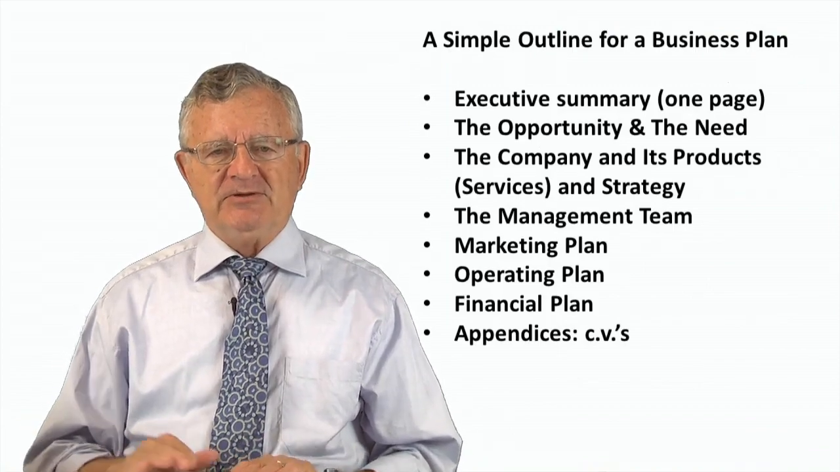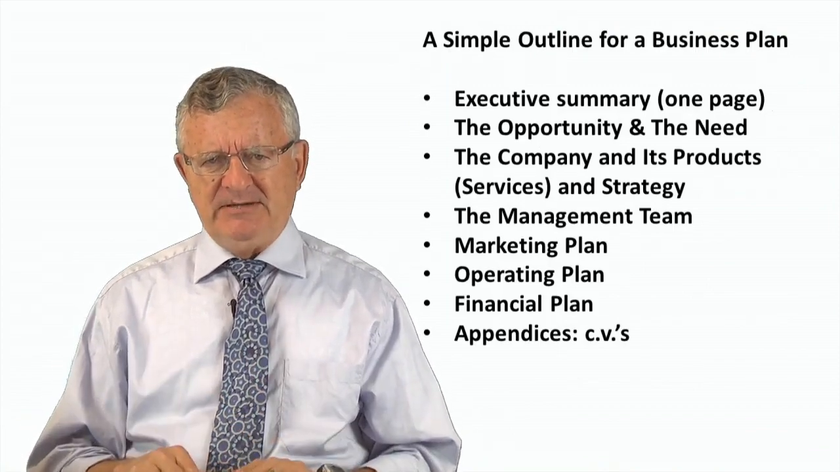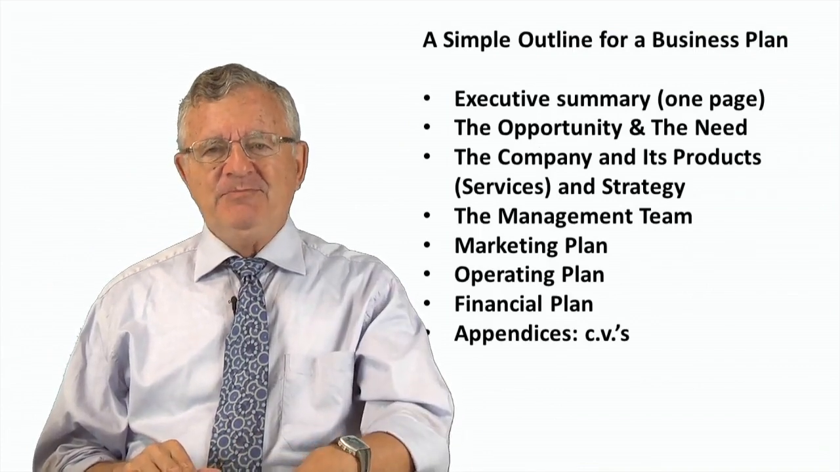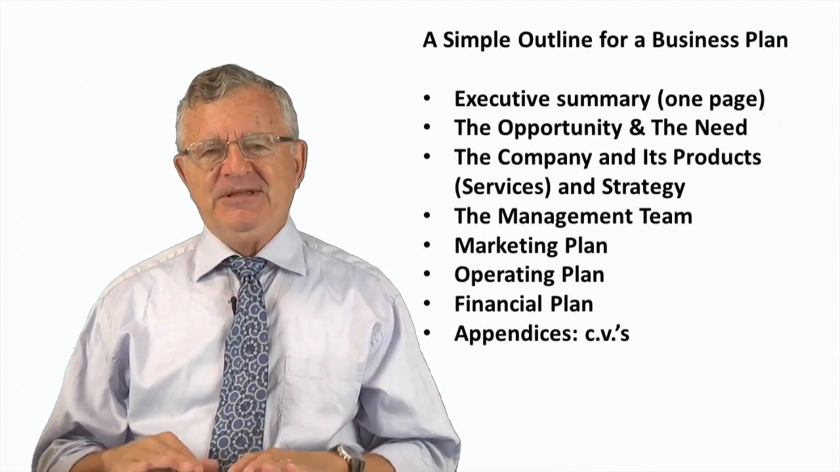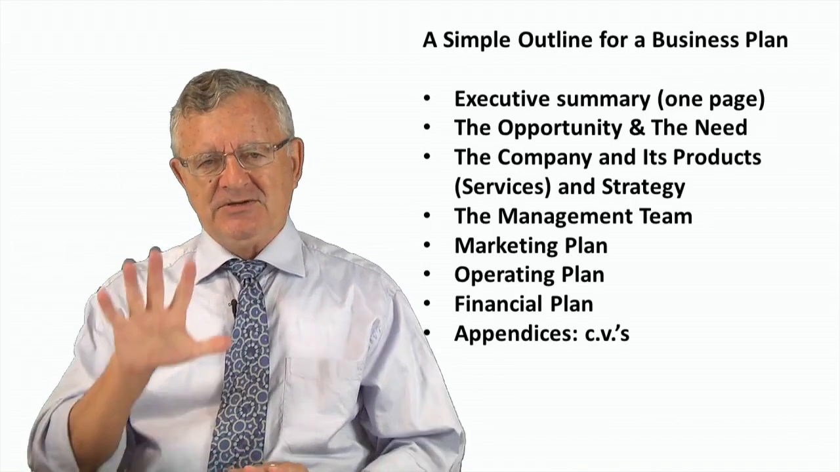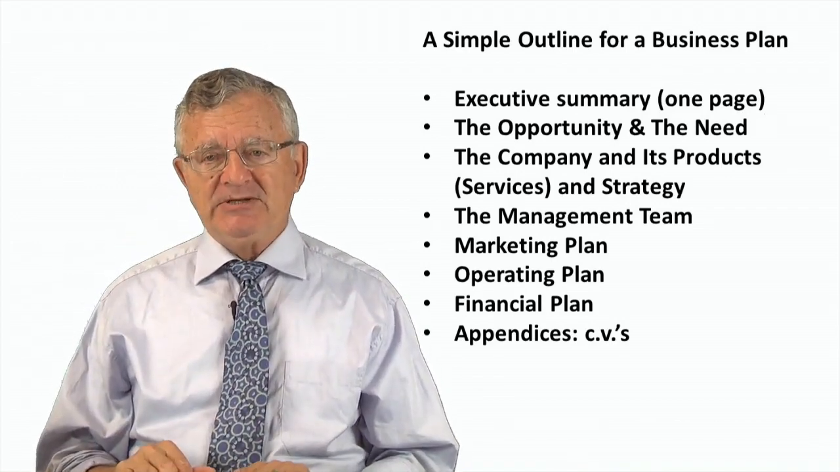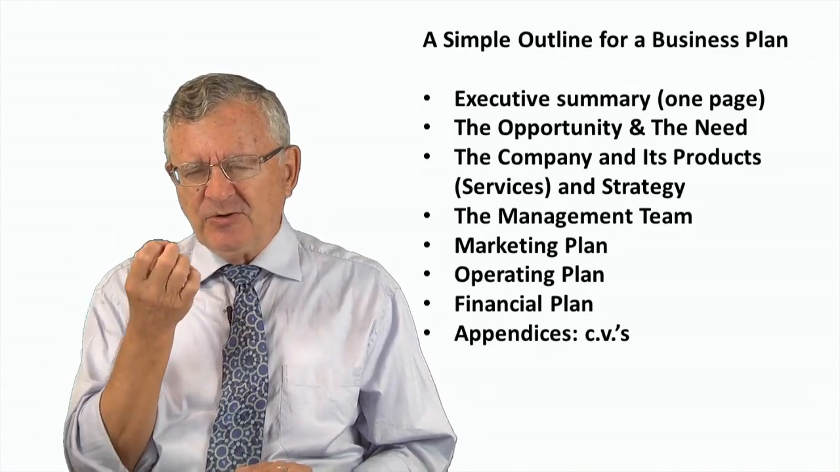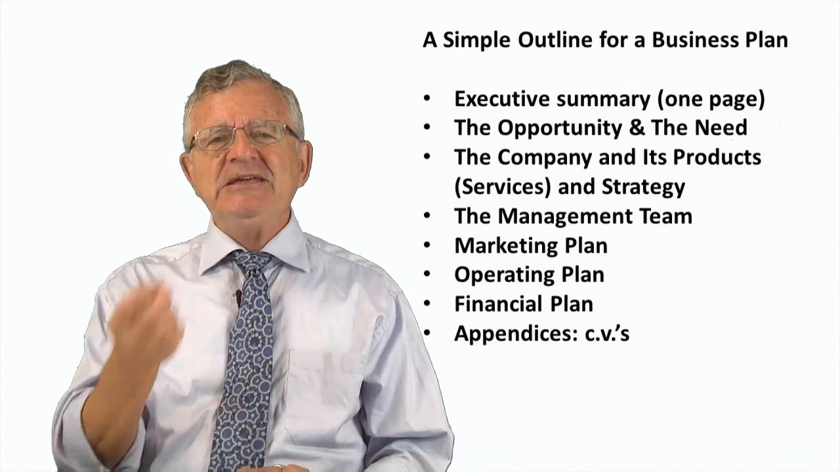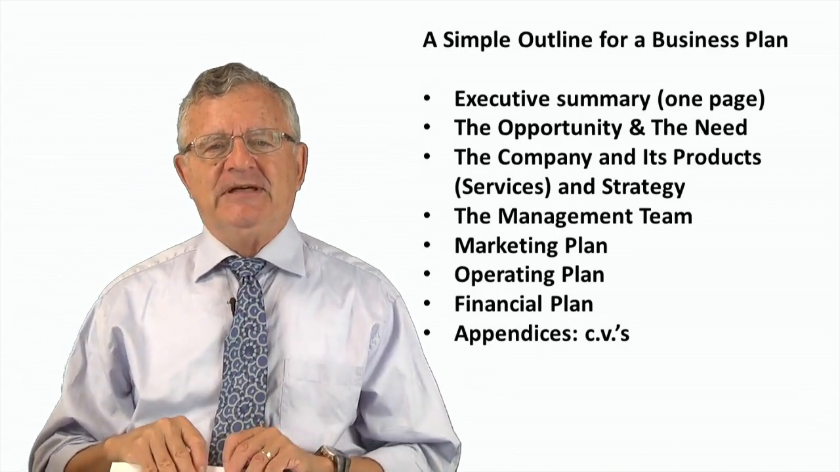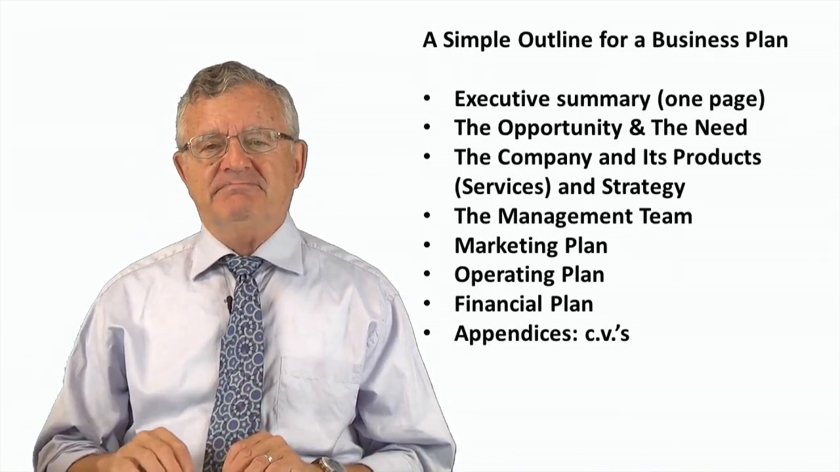So here's a simple outline for a business plan. You always include a one-page summary because many of the people who will read the business plan are very impatient. And so you need to try to capture the essence of your business plan in one page. What's your differentiator, your value proposition? What is unique? How will you create value? How do you know that you're creating value? Do you have one client?